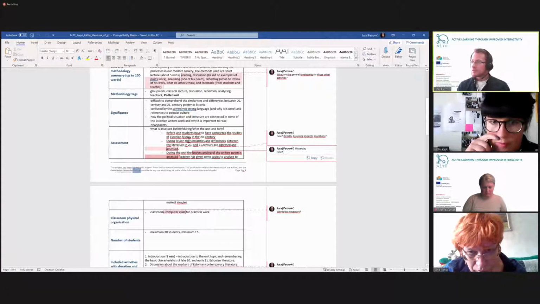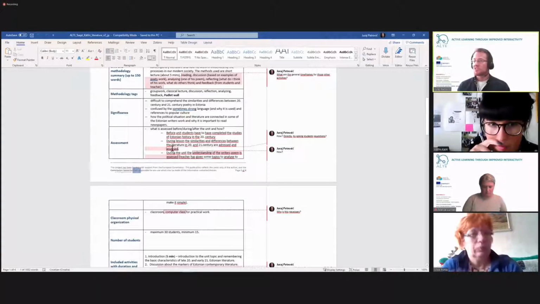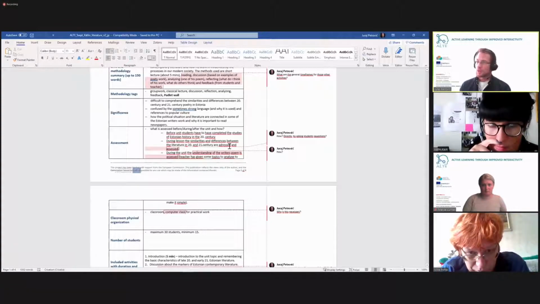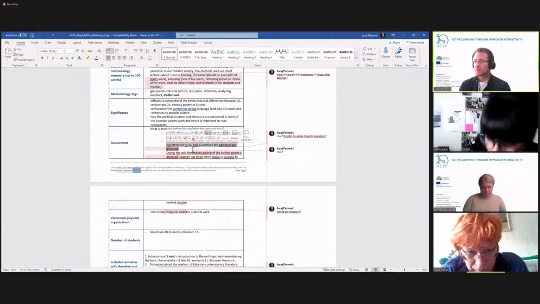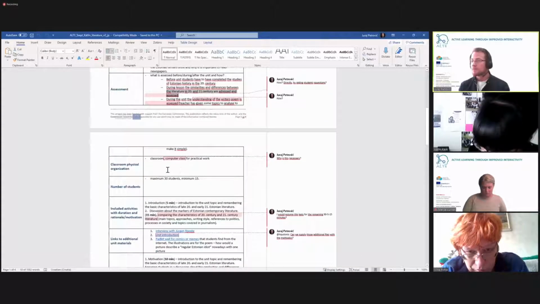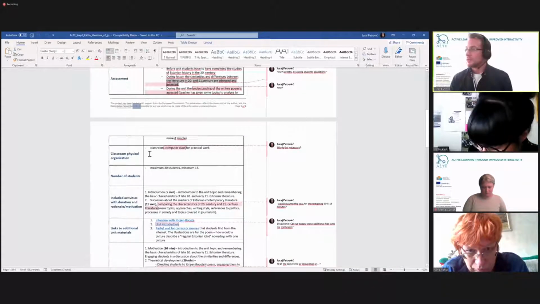And similarities and differences. And probably the same is with this item. So during the lesson, similarities and differences between the literature in 20th and 21st century are addressed and assessed. So I think here you use the same form of discussion or of question posing. So just to say, well, how does it look like in a sentence? Okay.